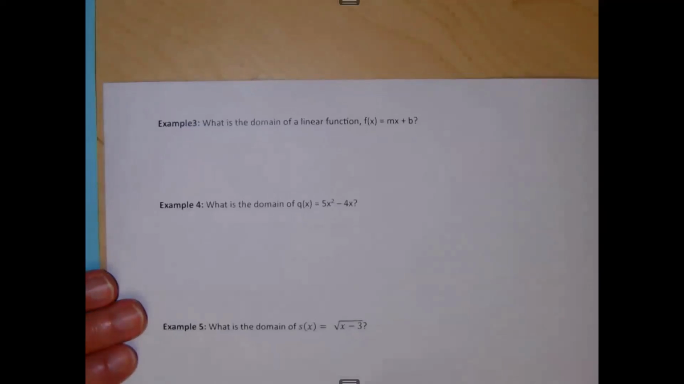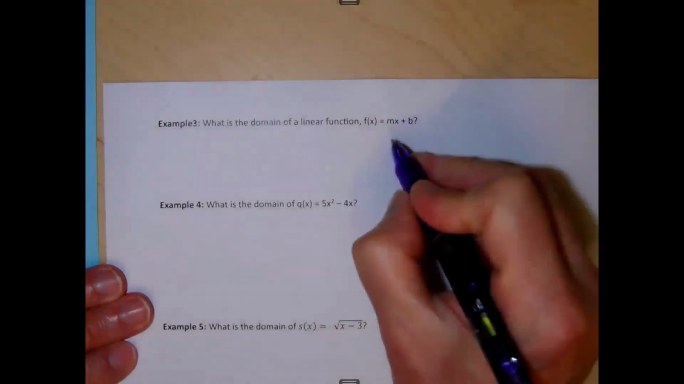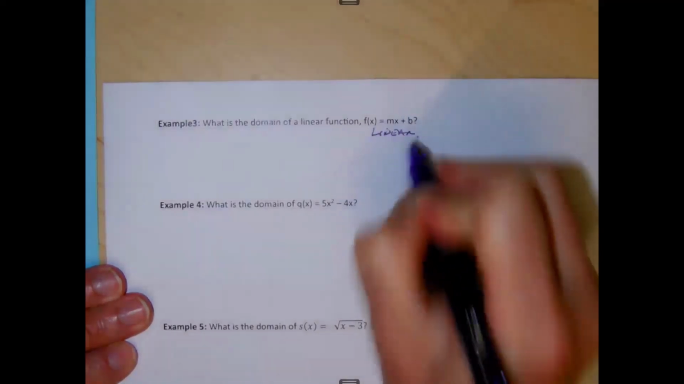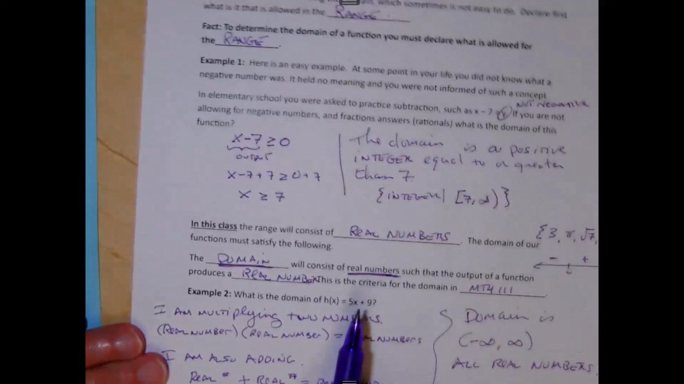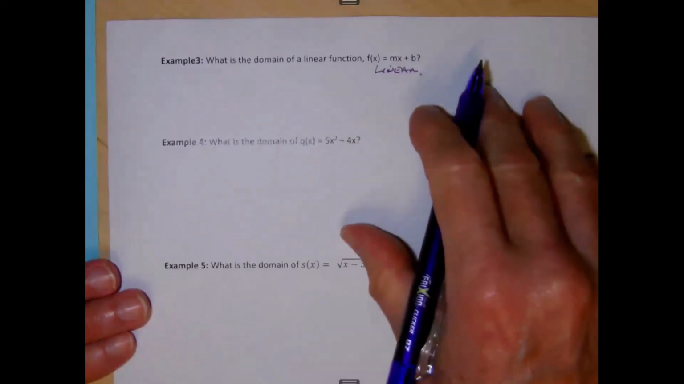Let's look at another one. What is the domain of this function? I hope you recognize that this is linear. As a matter of fact, if I go back to this question, this is a linear equation. I'm multiplying some constant times a variable and adding some other constant. And that's what this is describing.